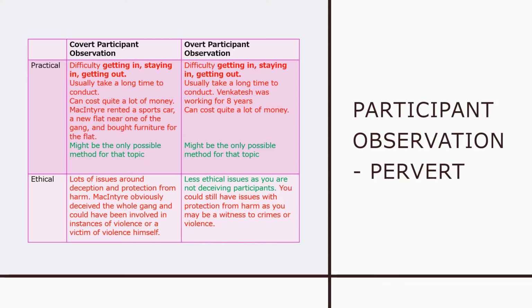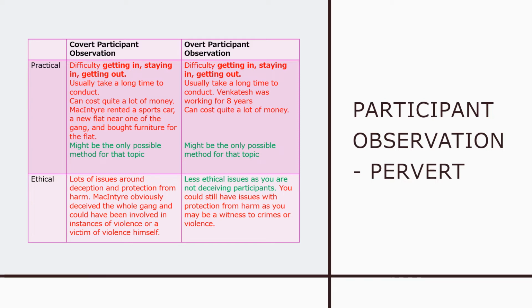So for example, McIntyre, he was going in covertly. So he was trying to become part of this Chelsea headhunters gang covertly, which basically means he's got to somehow find a way in without telling them that he wants to do research. Very, very difficult. He rented a car, he rented a flat, he bought new clothes, he got a tattoo, he had to spend a lot of money and a lot of time just to even have a conversation with these guys in a way that didn't arouse suspicion. And so practically, very difficult to get in.